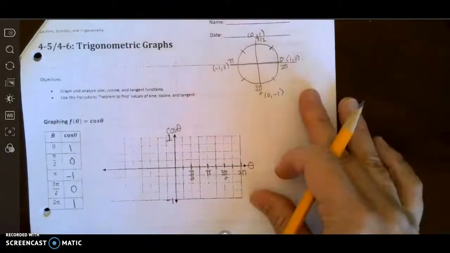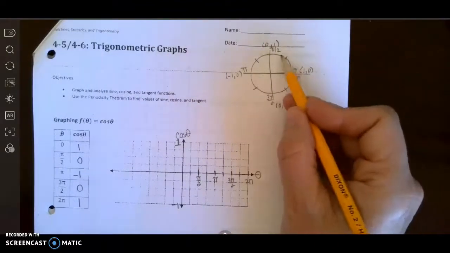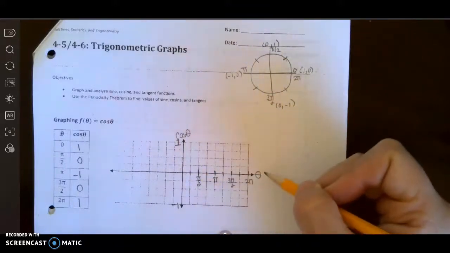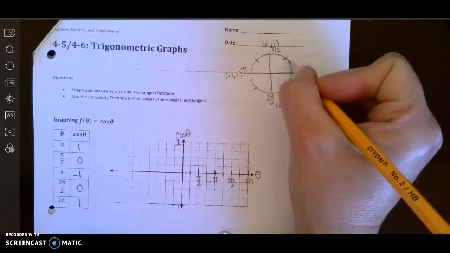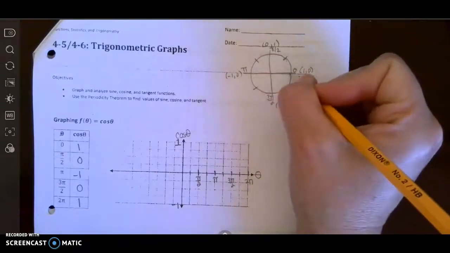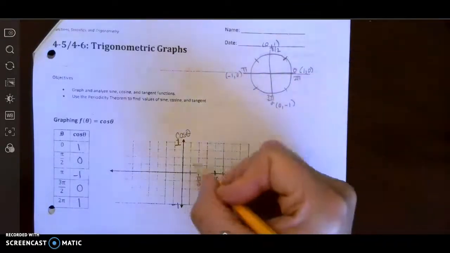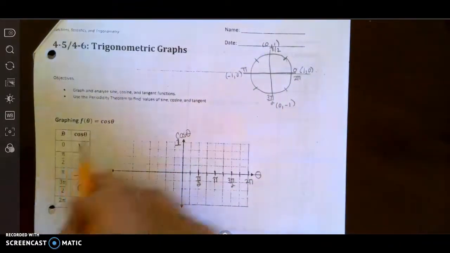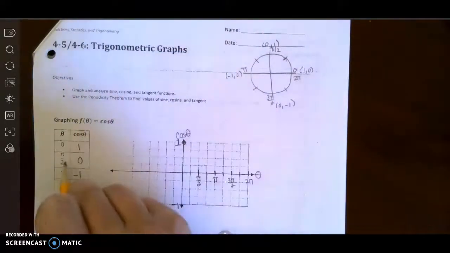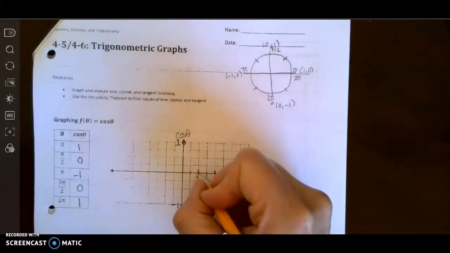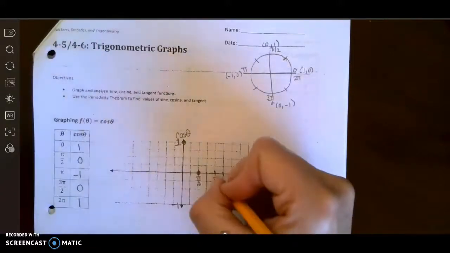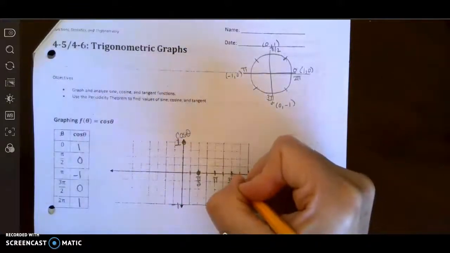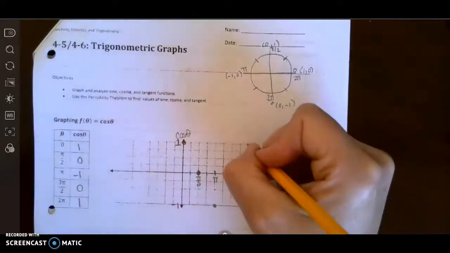What I'm essentially doing is taking the unit circle and I'm going to unravel it and put it on the coordinate plane. So think of this as like a string, and we're going to take the string and put it onto the unit circle. At 0 for theta, I'm at 1, so up here. At pi over 2, I'm at 0. At pi, I'm at negative 1. At 3 pi over 2, I'm at 0. And at 2 pi, I'm at 1.